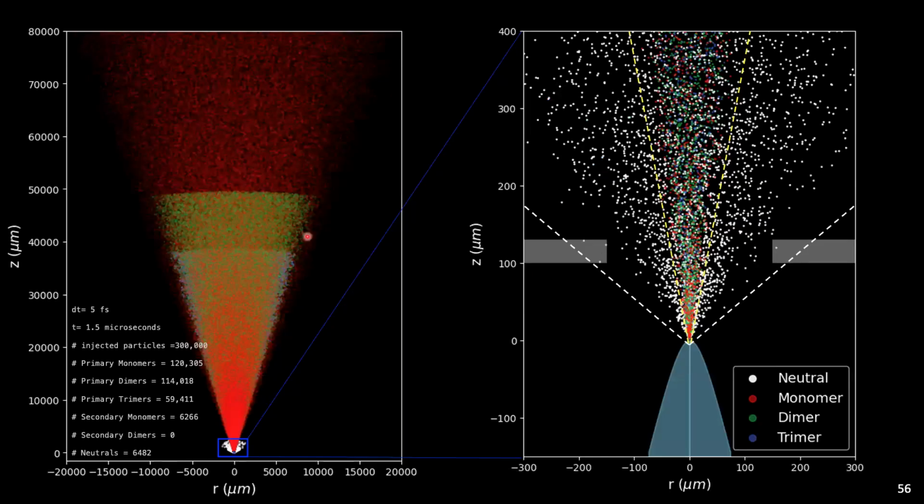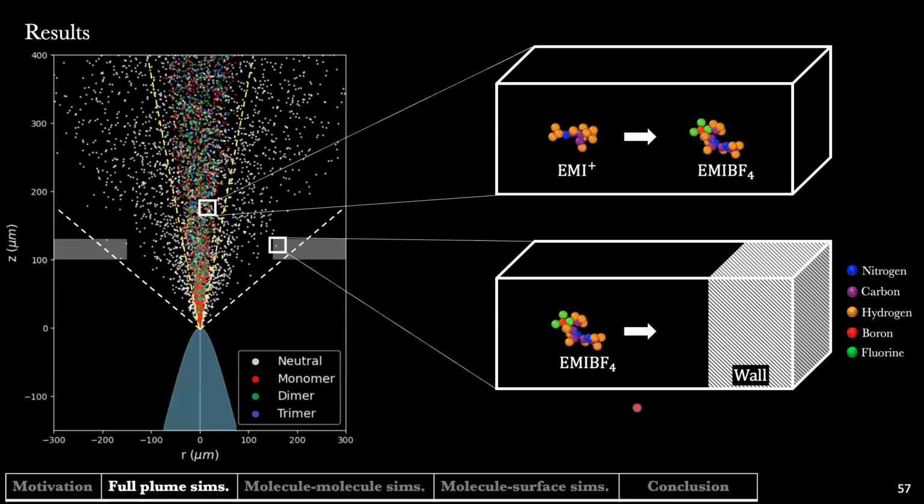And here again, we have the simulation. And this on the right is a zoomed in image of the simulation near the tip. And we can observe two main things here. We see that the neutral collides with the grid, and we see also collisions between the monomer and the neutral.